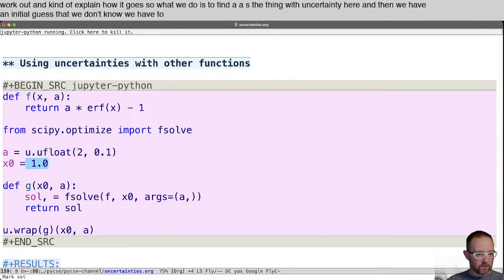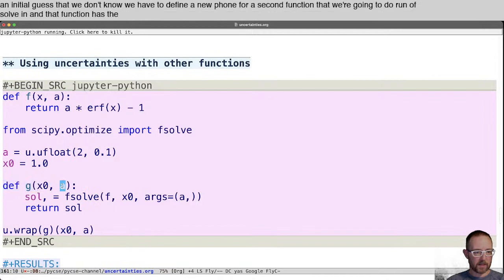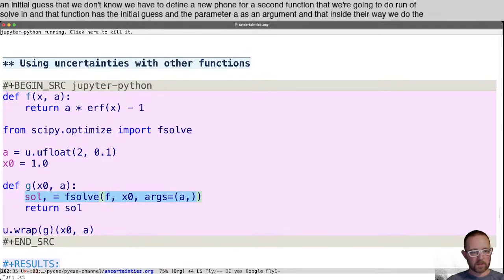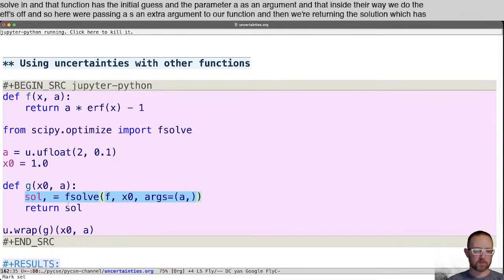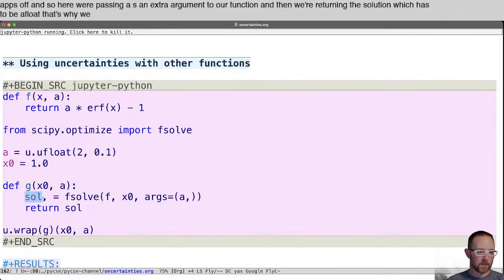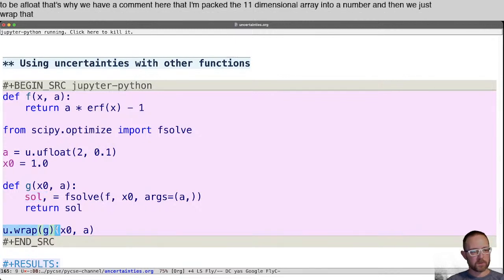We have to define a second function that we're going to run fsolve in. And that function has the initial guess and the parameter a as an argument. And inside there we do the fsolve. And so here we're passing a as an extra argument to our function, and then we're returning the solution, which has to be a float. That's why we have a comma here that unpacks the one-dimensional array into a number. And then we just wrap that function so that uncertainties can be propagated the right way.